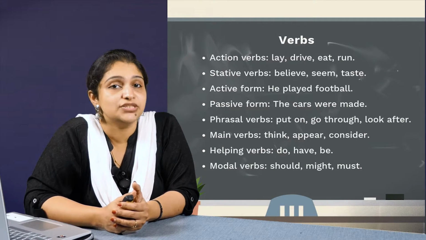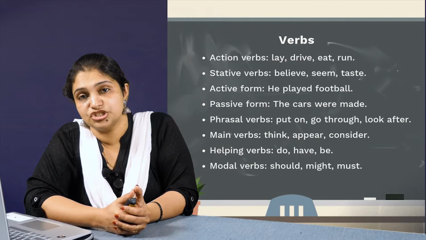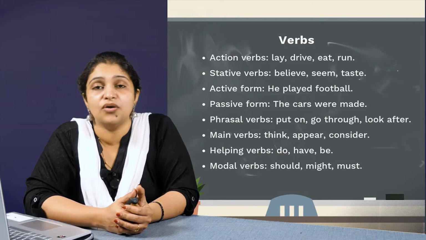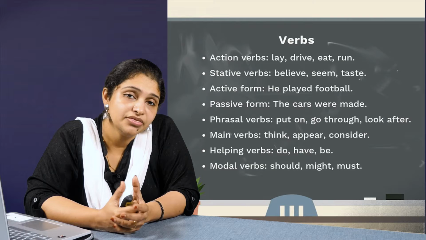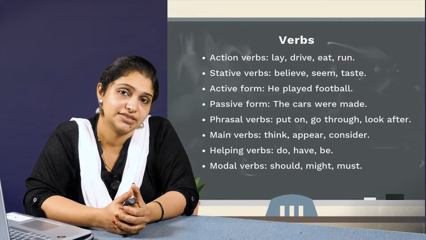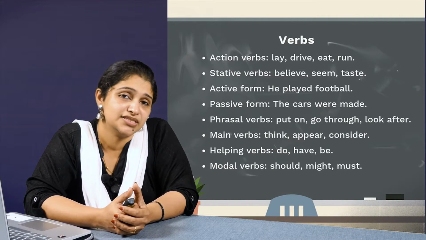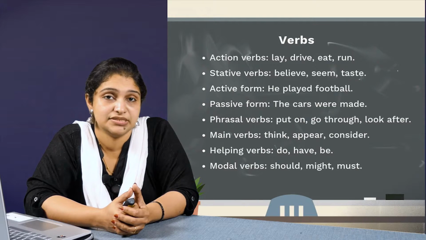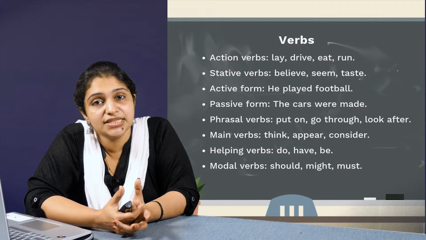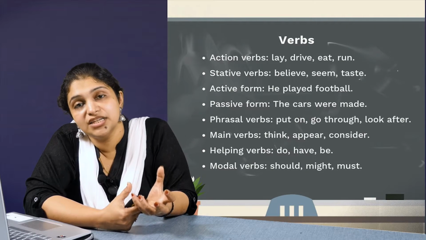We have another set of important verbs which denote the mood, the condition, the emotion and feeling of the speaker. And they are called the modal verbs or the modal auxiliaries. Should, can, might, must. All these are examples. What do they represent? They tell you the current mood or the condition of the speaker.